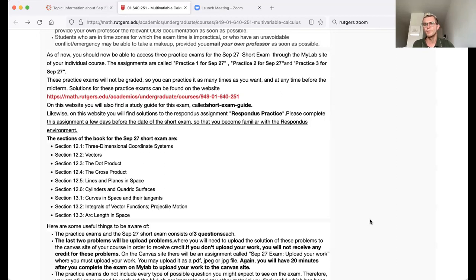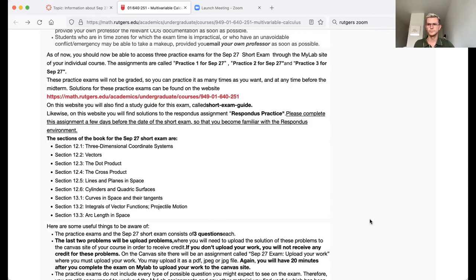No, you cannot have an iPad. You have to write the problems on a piece of paper. So you have to do it more the traditional way.